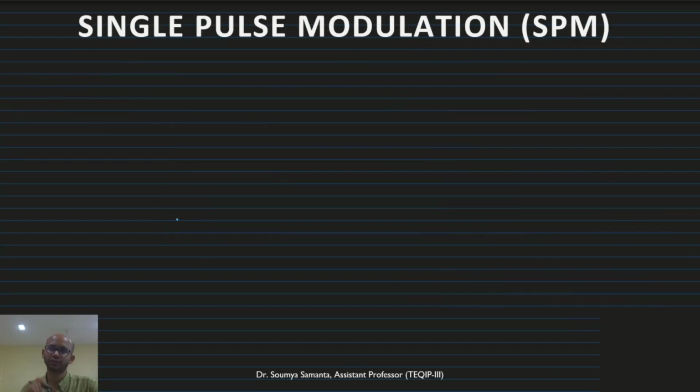Now let us move on to the first topic, which is called single pulse modulation. In single pulse modulation, we have one pulse whose width is being controlled or varied. We have one pulse per half cycle whose width is controlled or varied to control the output voltage. This technique is called single pulse modulation. Let us understand what that is.